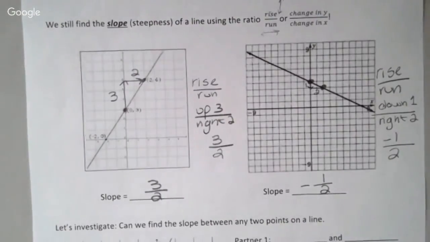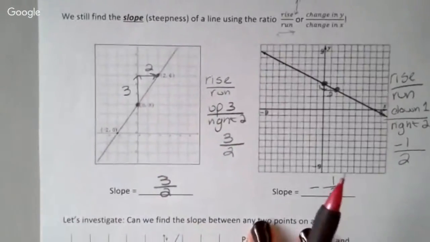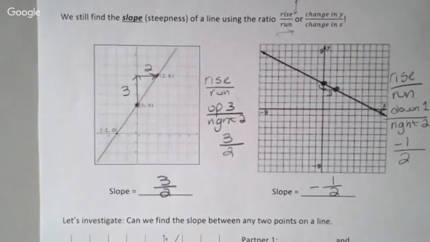So I'm still calculating it. It's just that these are no longer unit rates. They are fractional amounts. They do not have denominators of 1. They're not 1 unit horizontal distance from each other.